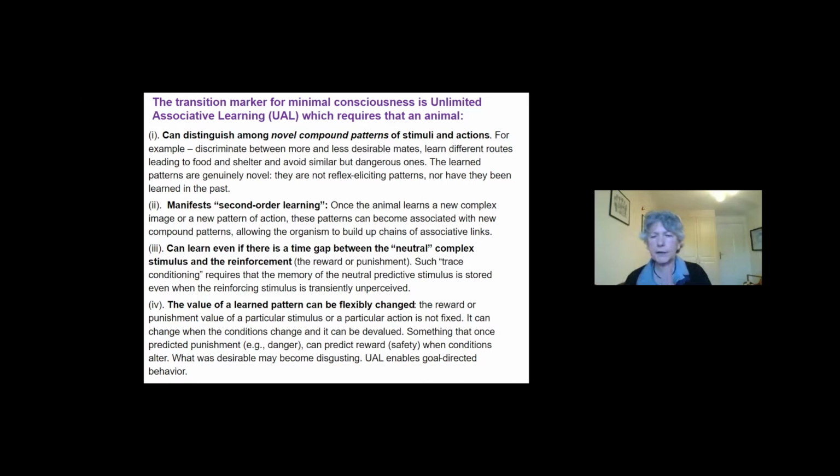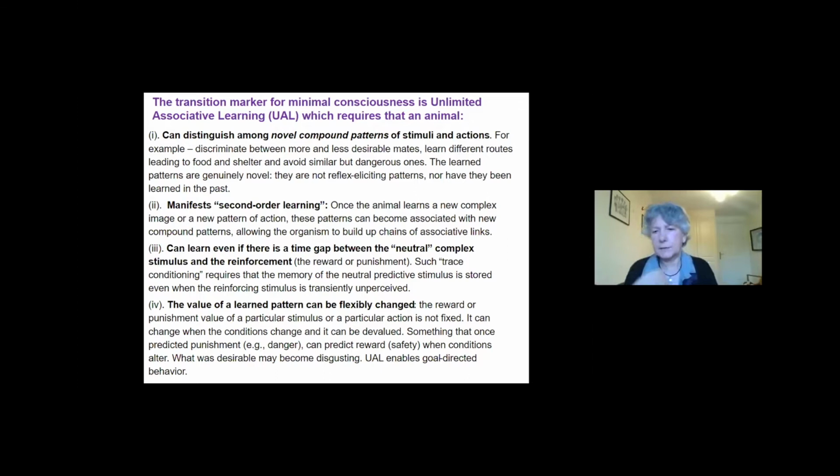So they are not something that has been embedded in the organism through phylogeny, and nor is it something that has already been learned in the past. So the process of learning about this, making this distinction between, for example, the maze, or learning new ways, is something that is new for the animal. Of course, it is based on a lot of things that pre-exist, but this particular discrimination learning and the particular ability to distinguish between novel compound patterns of stimuli and action is novel for the animal.